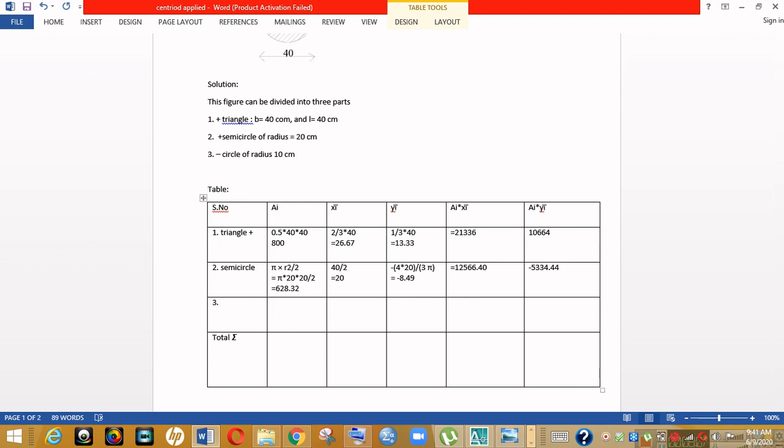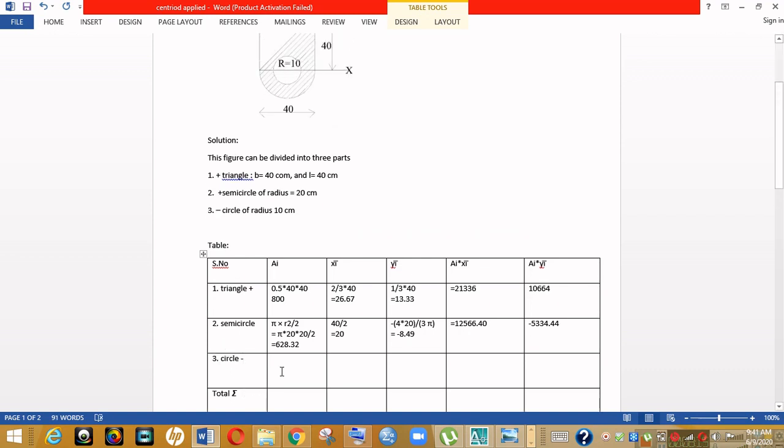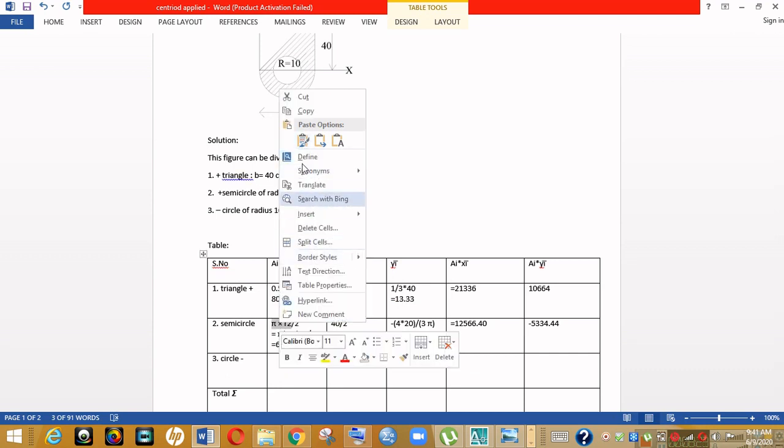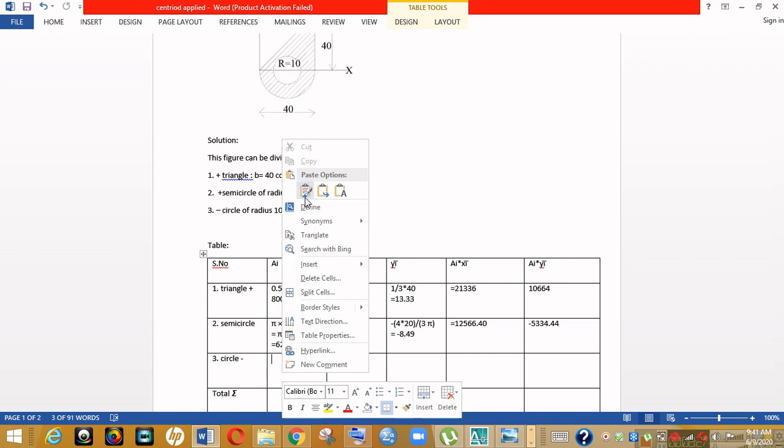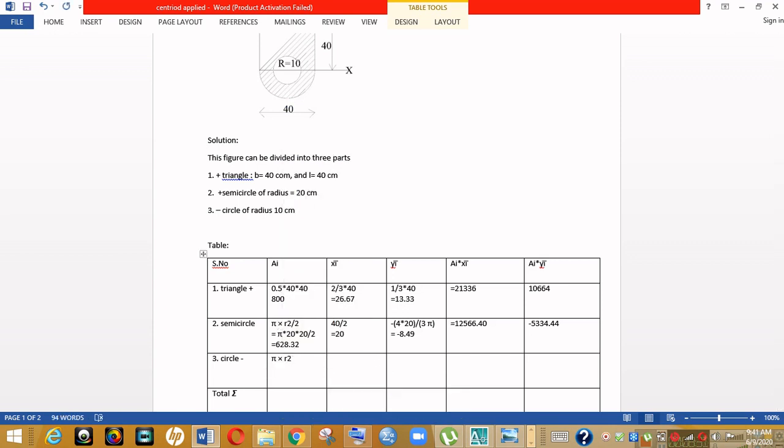Likewise, we are dealing with the circle. The circle is negative here because we have to deduct it, because it is not given in the hatched portion. So area of circle is pi r square. Substituting the value of pi and the radius for this circle, 10 into 10, we will get the value as 314.16. This is our negative value because it should be deducted.